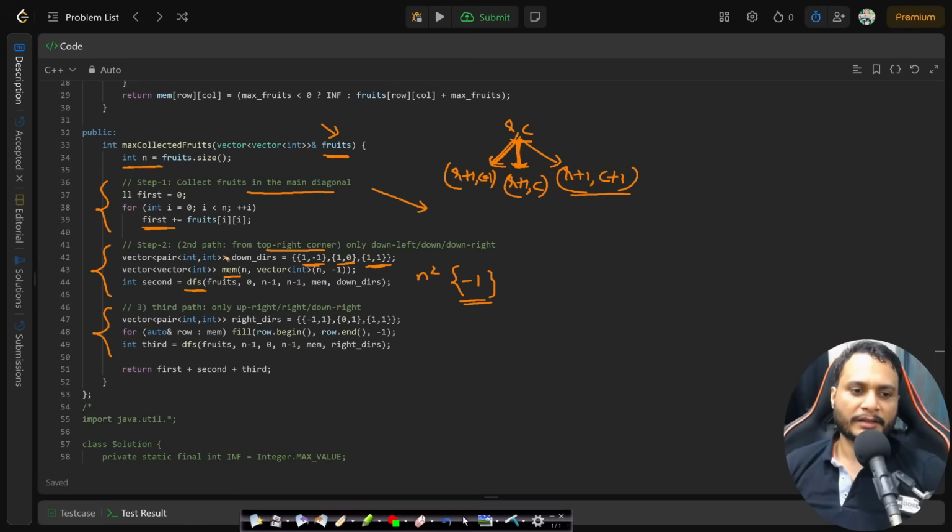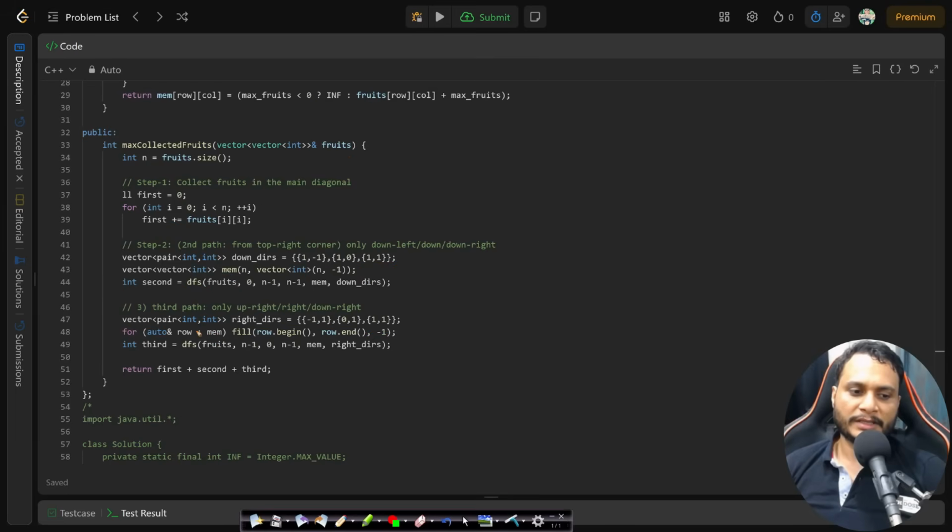After collecting the fruits by second child, we will repeat the same process for the third child as well. And here we are resetting the memoization table again to minus 1 to reuse the same space, not to define another table, right? After all the 3 children have collected the fruits, we will be adding and returning them as the maximum number of fruits that can be collected.